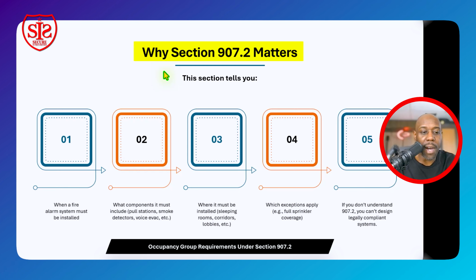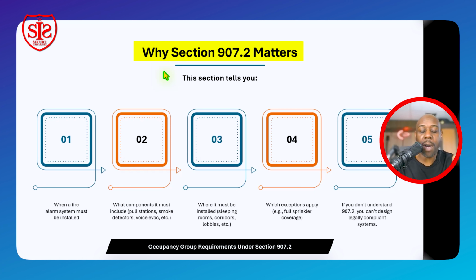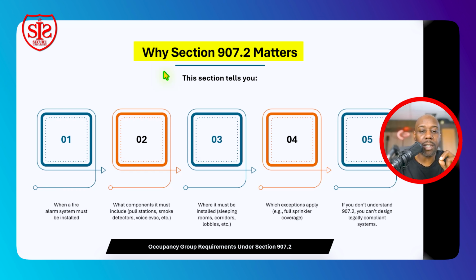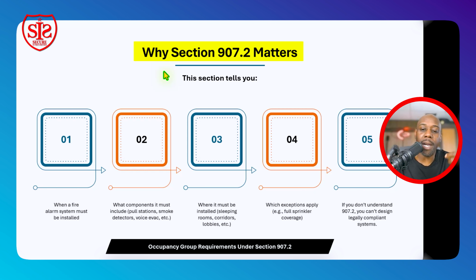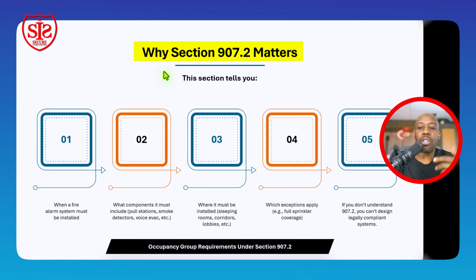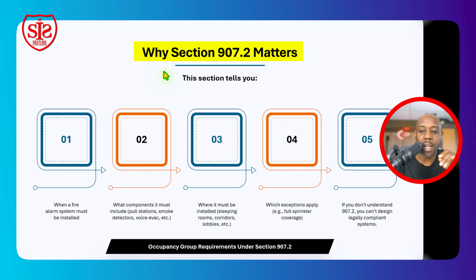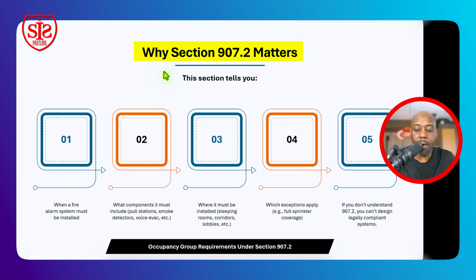It lets you know when a fire alarm system must be installed, what type of components must be installed on the fire alarm system based on the application, where it must be installed, whether it's a sleeping room, corridors, lobbies, etc., and which exceptions may apply. Meaning if your building is fully sprinkled, you may not need smoke detection in that particular area. You may just need manual activation instead of automatic activation, but you may need to monitor the sprinkler system with water flows and tampers. So if you don't understand any of this, 907.2 can dictate all of your legal compliance when you come to putting your fire alarm system together.